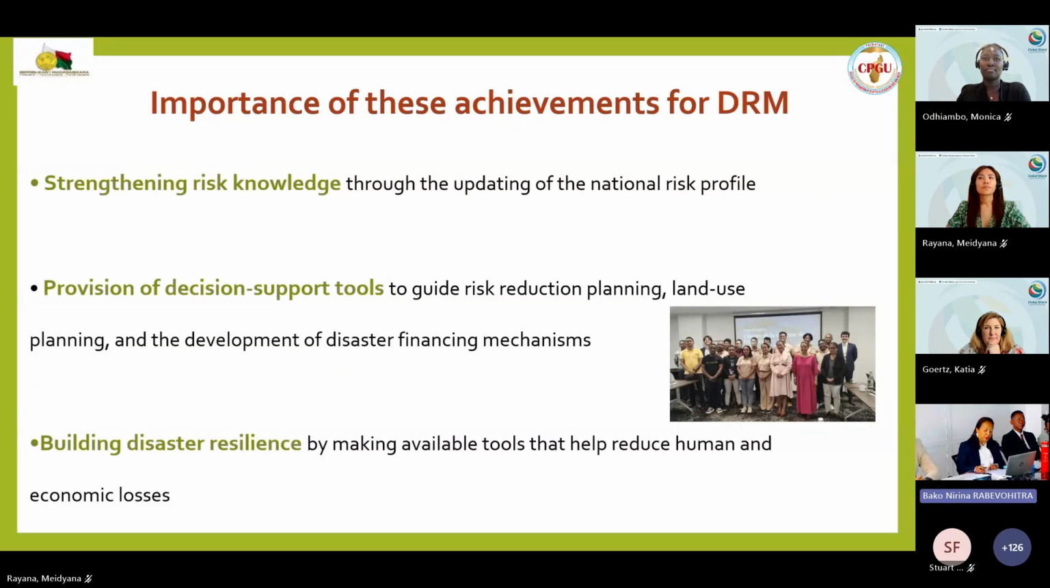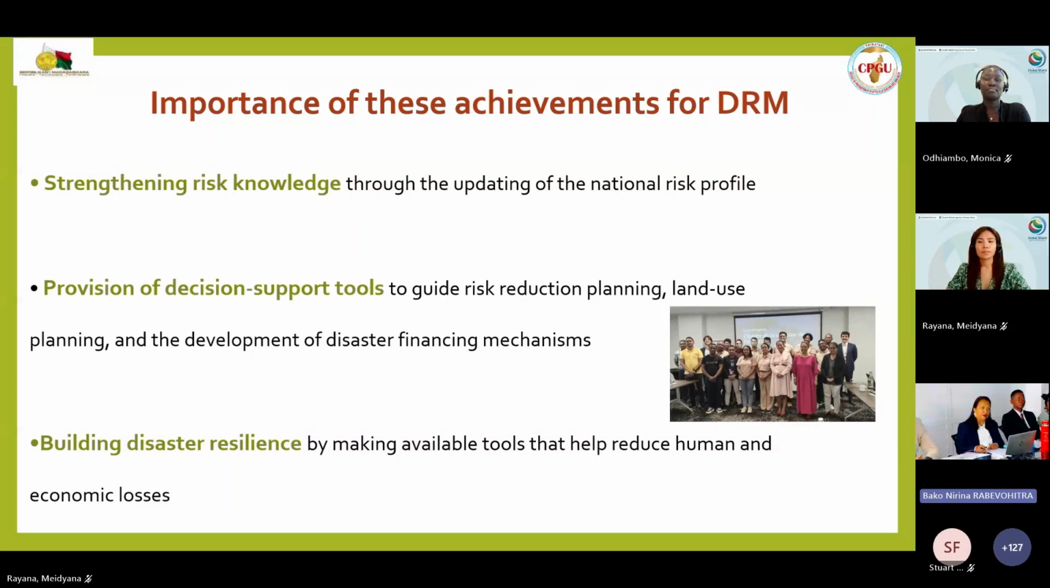So we can say that such achievements are very important in the field of disaster risk management in Madagascar for 3 reasons. First, because they strengthen risk knowledge and risk understanding, as it is recommended in the Sendai framework and in our national strategy on disaster risk financing. Secondly, these achievements also provide decision support tools, for example, to guide risk reduction planning. And then those achievements also allowed us to build resilience through tools that help us to reduce human and economic losses.